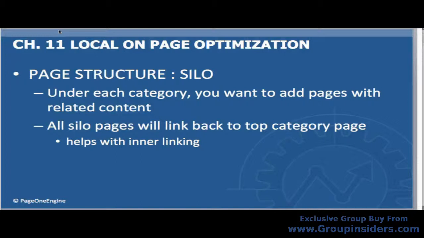Now, under each category, you're going to want pages with related content. And all these pages are going to be linking back to the top of the silo, or back to the top category page. So with all the silos that you're going to build, there's going to be a link to the top page. Keep it simple. That's all you really need to do. And this is going to help with your interlinking on the website. And when Google crawls all these pages, it's going to use all these factors and help determine which pages on your website are the most powerful. And then it's going to want to rank those powerful pages. So let me show you an example of a silo.